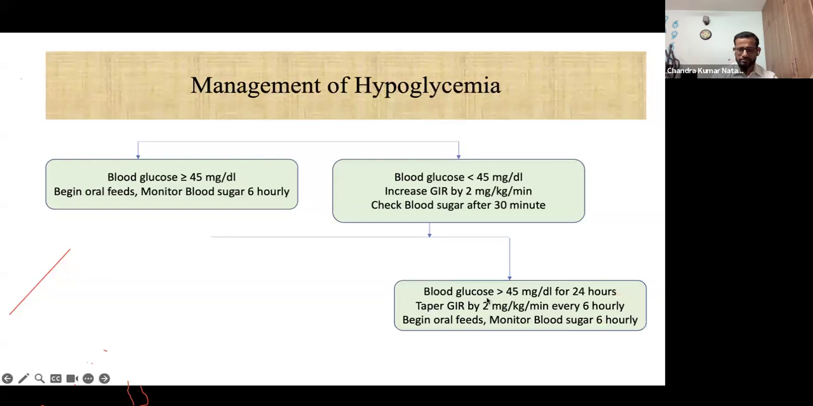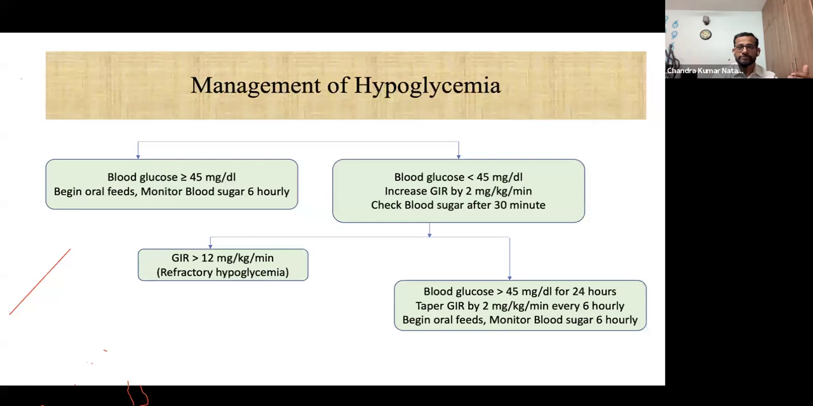Okay. If the blood glucose is more than 45 milligram per dL for 24 hours, okay, then you can start tapering your GIR by 2 mg per kg per minute every 6 hours. And then you can simultaneously increase the oral feeds and keep monitoring blood sugar.